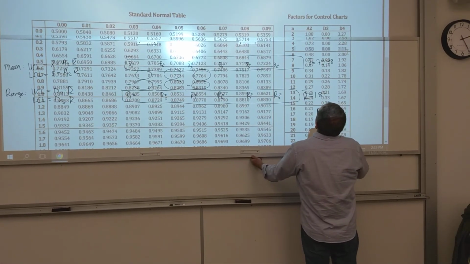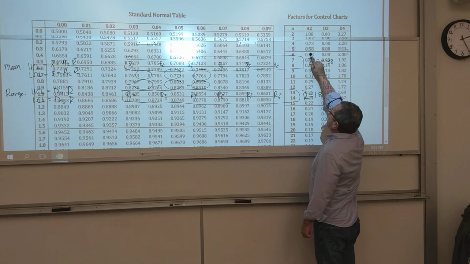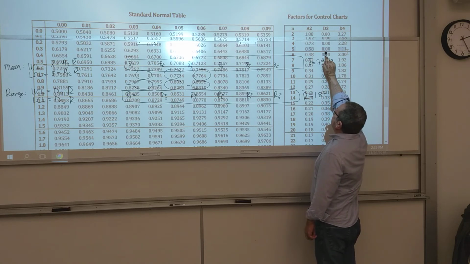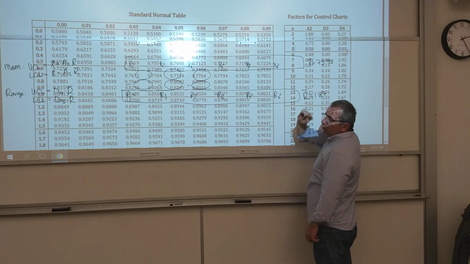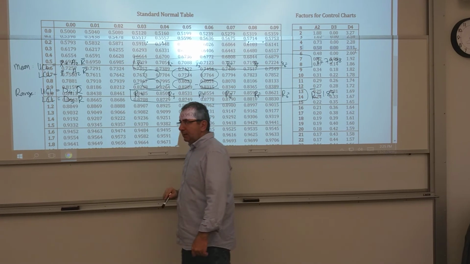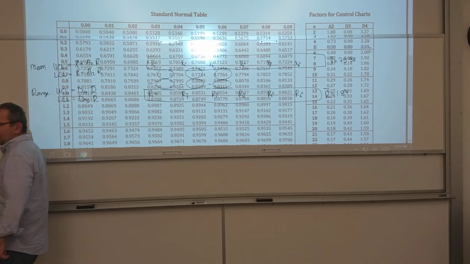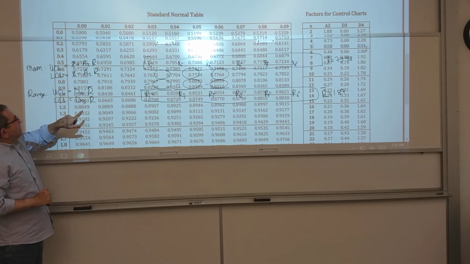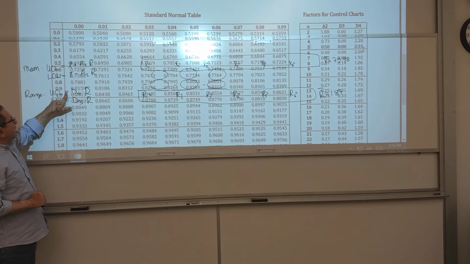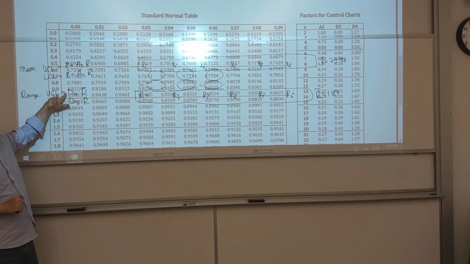So for A2, we need to use 0.58. For D3, it's going to be 0. For D4, 2.11. So now we know everything: we know A2, we know D3, we know D4.